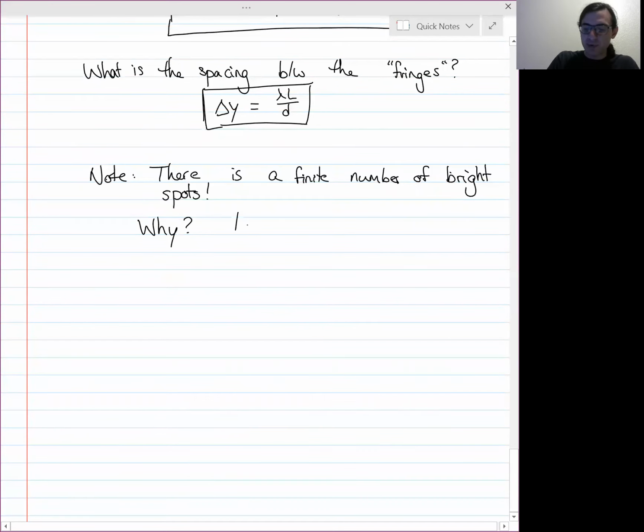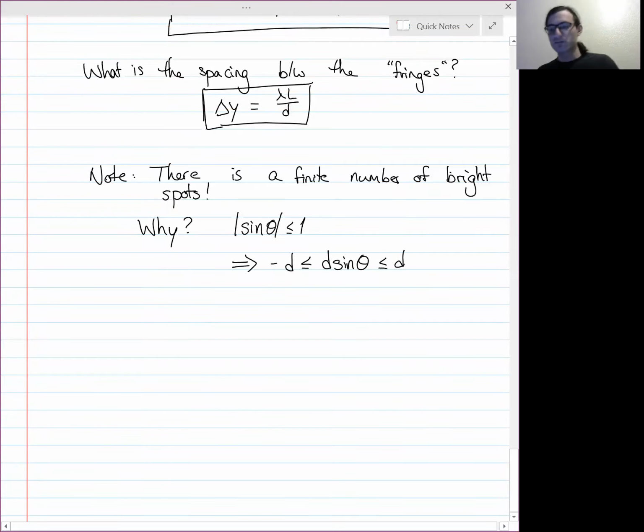We know that the absolute value of sine of theta is less than or equal to 1. That's just a true statement. Sine of theta can never be bigger than 1, can never be less than negative 1. And that implies that negative d is less than or equal to d sine theta, which is less than or equal to positive d. That's just how inequalities and absolute values work.